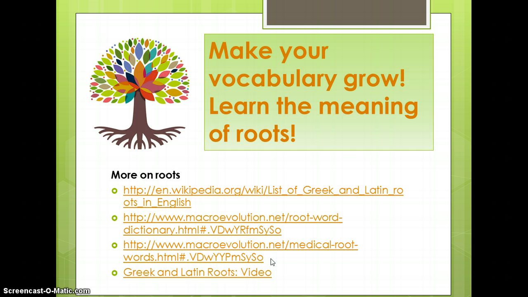So it's worth learning lots of these different roots and paying attention to them when you read. When you come across a word that you're not sure about, stop, look at the roots, see if there's a root there that you recognize and understand. Because the words are up here, and it's the roots that make everything grow. So make your vocabulary grow, learn the meaning of the roots. And if you want to know more about roots, well, there are lots of sites on the internet that you can use.